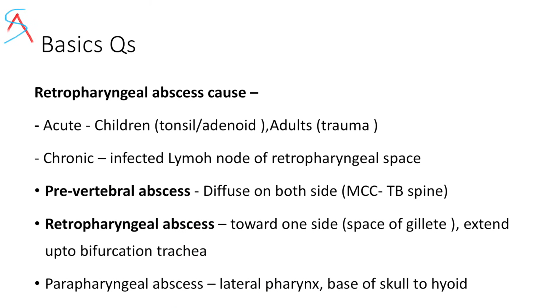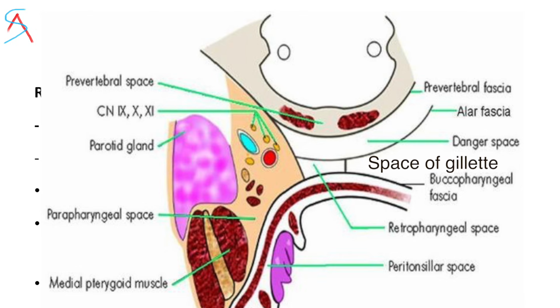So the basic question which they would be asking you in viva is, what are the causes for retropharyngeal abscess? The most common cause of acute retropharyngeal abscess in children is because of tonsils or adenoid are infected, or in adults is because of some surgical trauma, like while doing endoscopy. Chronic retropharyngeal abscess could be there because of infected lymph node of the retropharyngeal space. The most common cause for prevertebral abscess is tuberculosis spine, and this can also result in infected lymph nodes of retropharyngeal space. Retropharyngeal space is divided into right and left space of Gillette by a fibrous raphe.